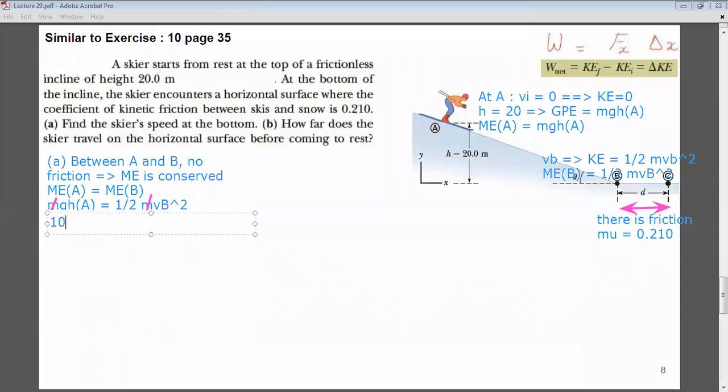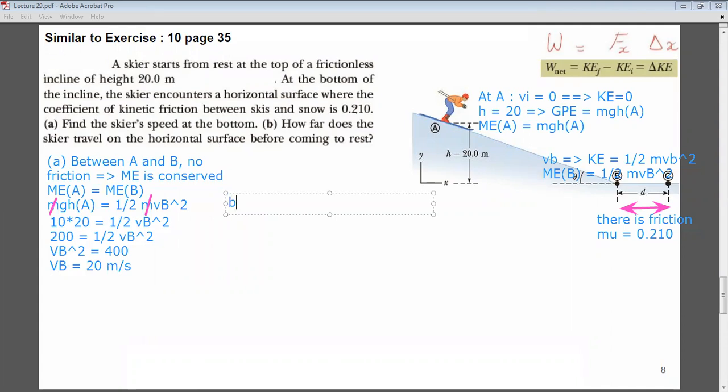G is 10 times the altitude h, which is 20, is equal to half vb square. So 200 equals half vb square. So vb square is equal to 200 times 2, which is 400. So vb is the square root of 400, which is 20 meters per second.